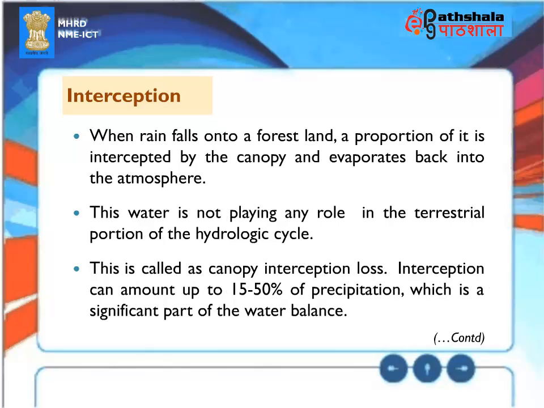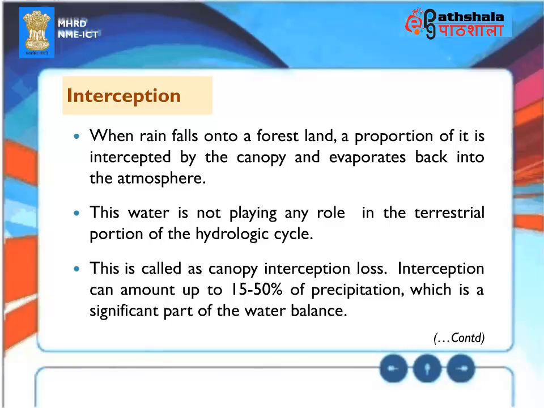When rain falls onto a forest land, a proportion of it is intercepted by the canopy and evaporates back into the atmosphere. This water is not playing any role in the terrestrial portion of the hydrologic cycle.